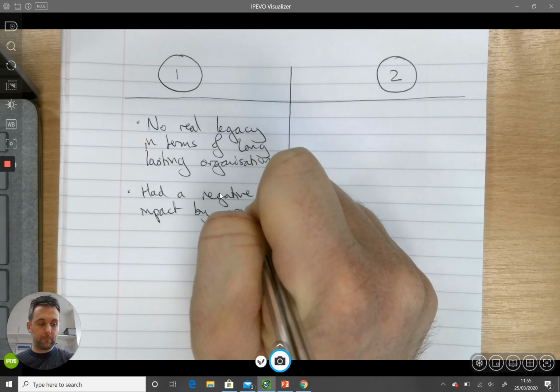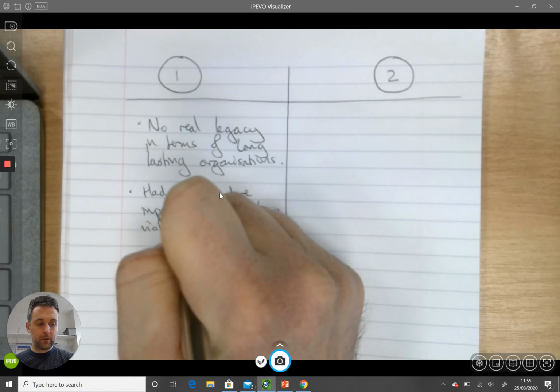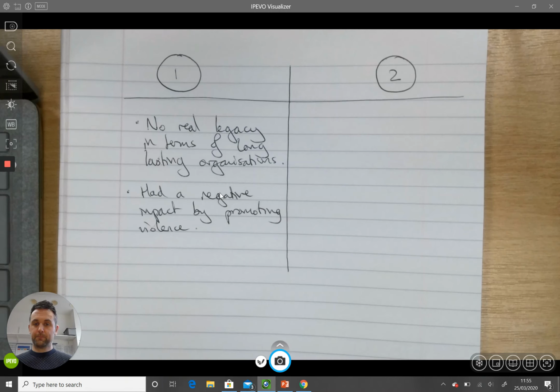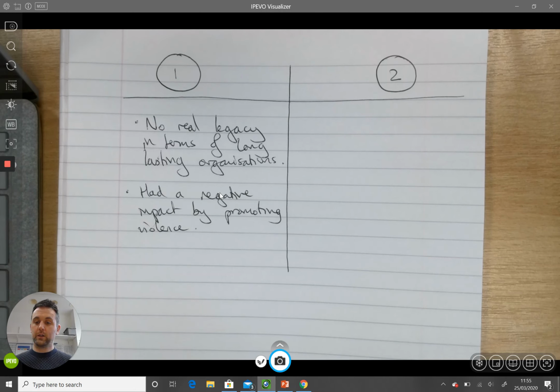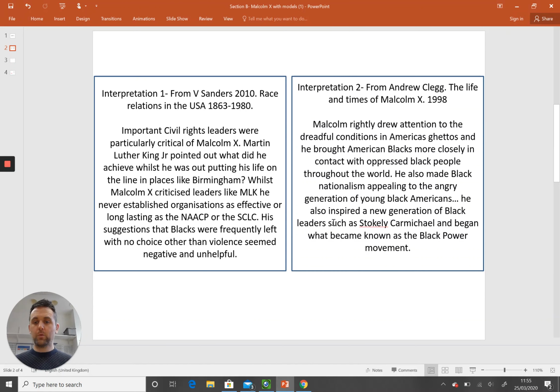Okay, so those are my 2 key points there. So overall, this historian feels that Malcolm X had a negative impact. Now, it won't always be the case, but quite often you'll find the other interpretation will take a different view, almost the opposite view.